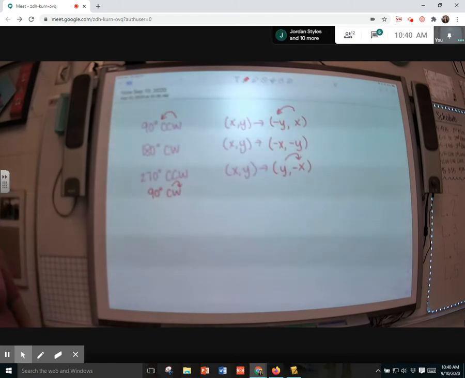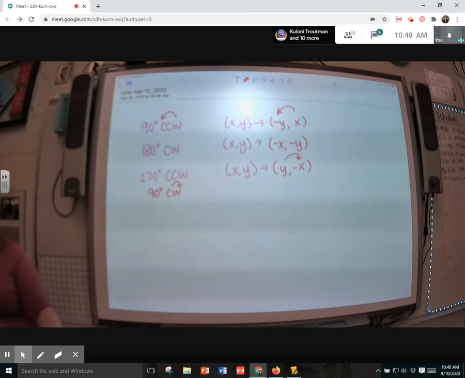So on page 16, we are going to write a rule for that transformation.